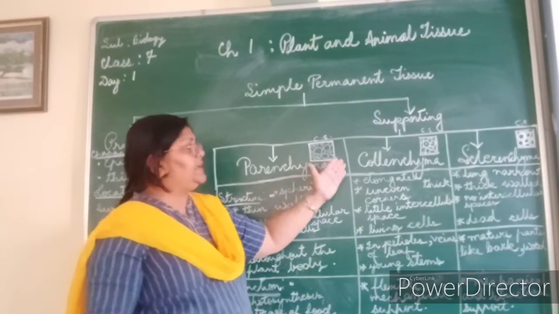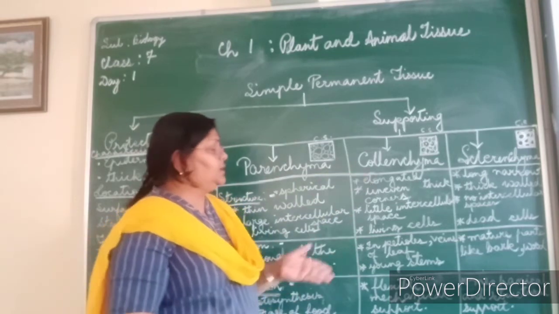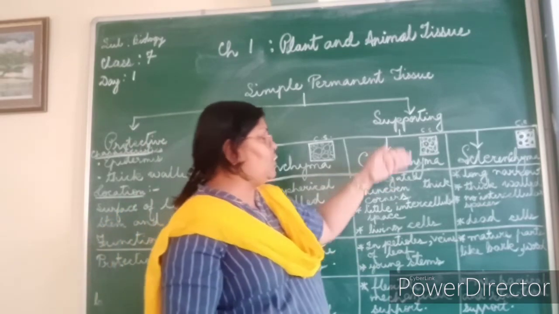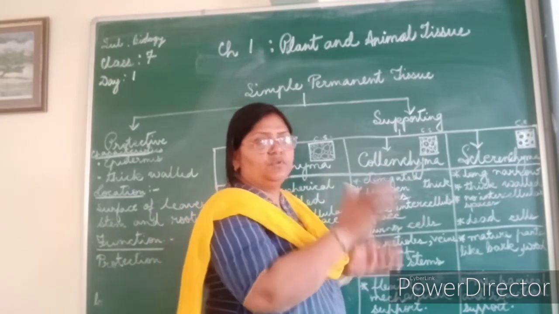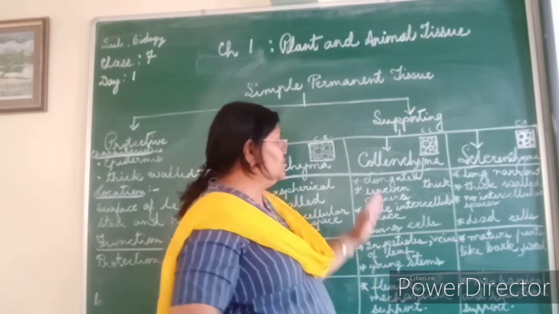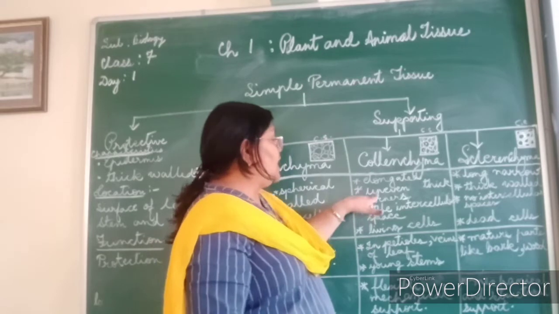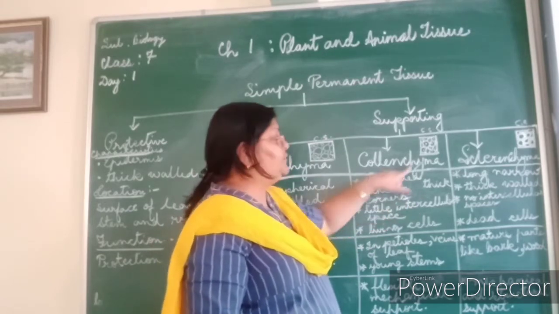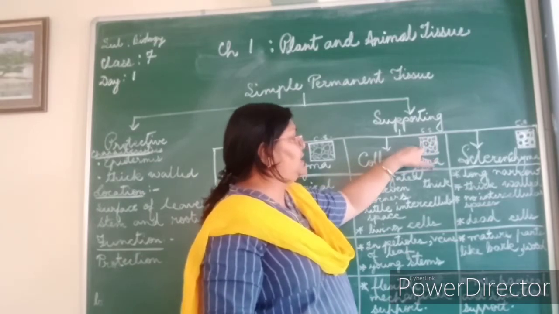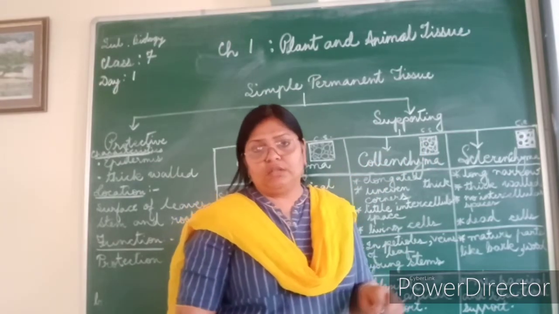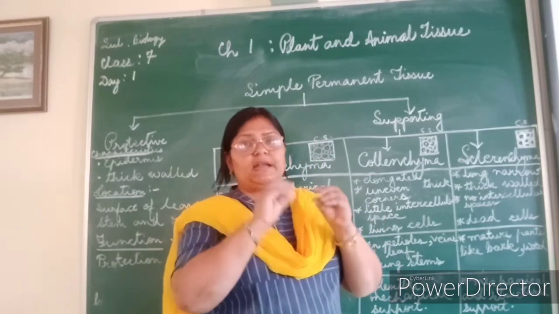Now moving on to the next type of tissue, supporting tissue, collenchyma. Here the cells are elongated. You see the circles because I have drawn it in a cross-sectional view. If I draw in a longitudinal view, you'll see that the cells are long, elongated, uneven, with thick corners. The corners are darkened and the other parts are thin. So they have uneven walls, thickened at the corners.